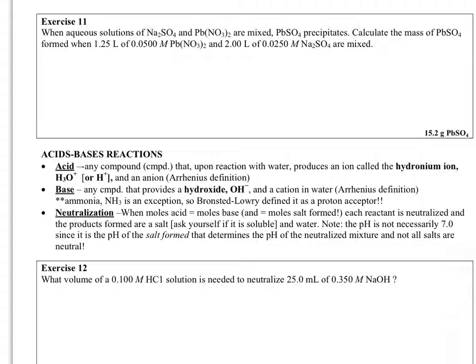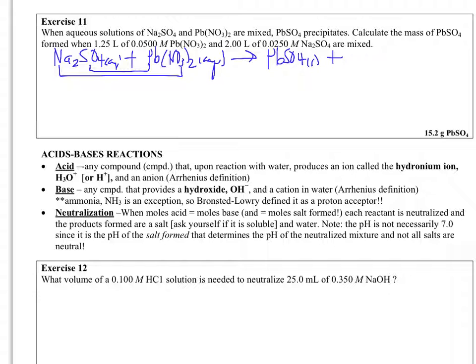So we have sodium sulfate, and it's a sodium nitrate. Sodium is a group 1 metal, it's soluble. Nitrates, also soluble. All right, next step. It says calculate the mass of lead sulfate formed. So I need to calculate mass of this.